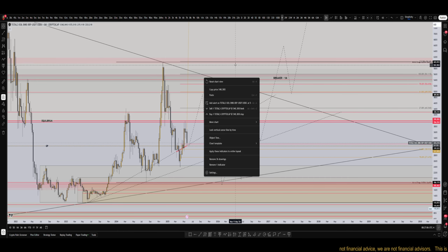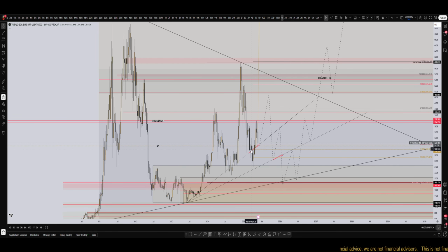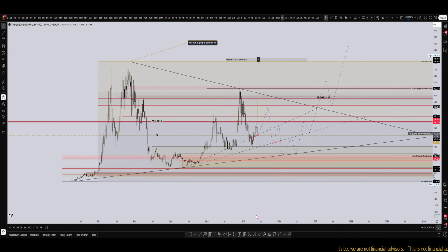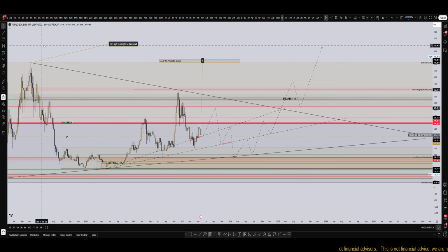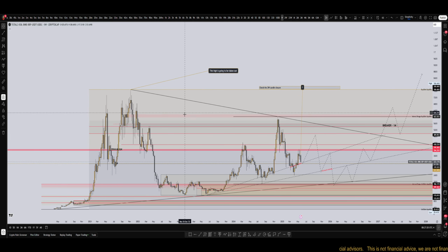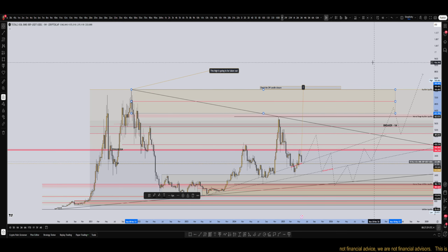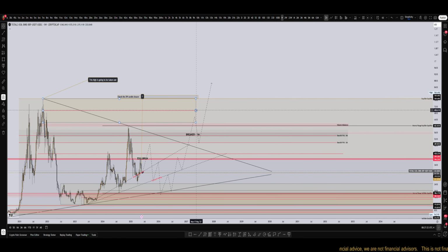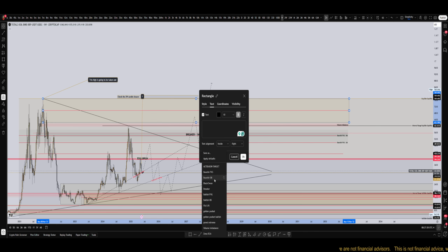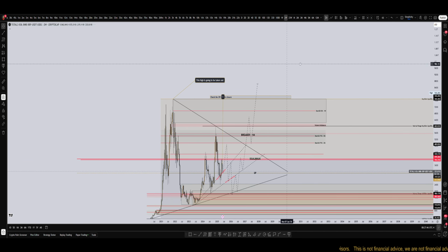Am I missing anything? Let's see. Are there any gaps to the upside? No. On the weekly, we do have the bearish order block that I was talking about before. It's this candle here. I forgot to check on the previous time frames if there were any. I think that I may have missed something. So let me go and check. 2 week.